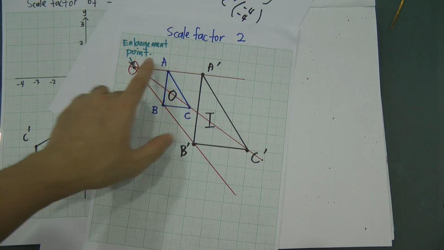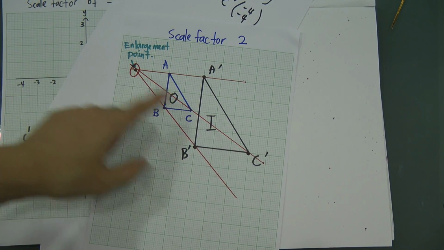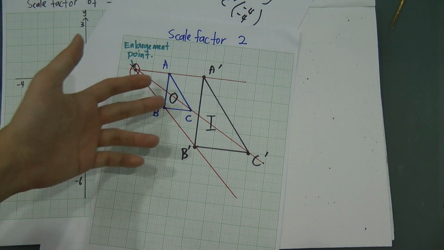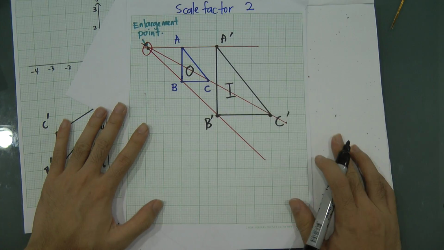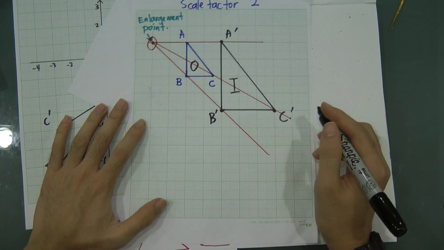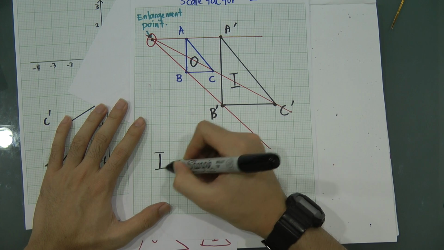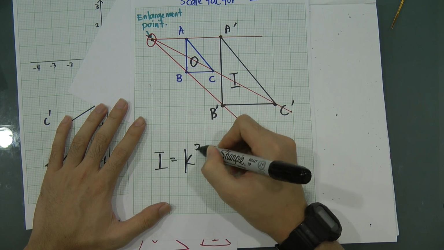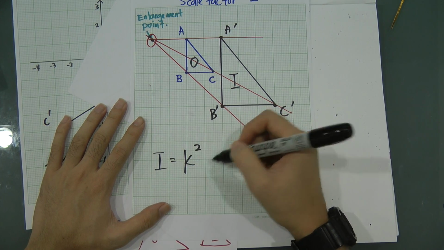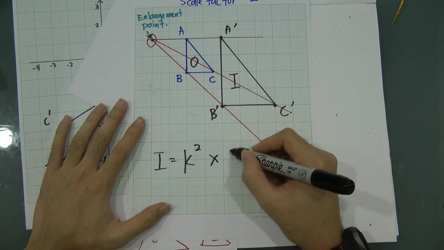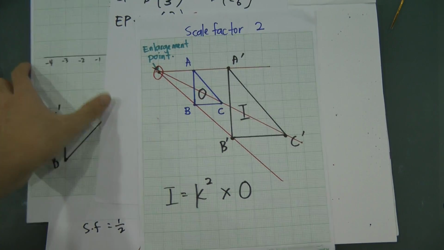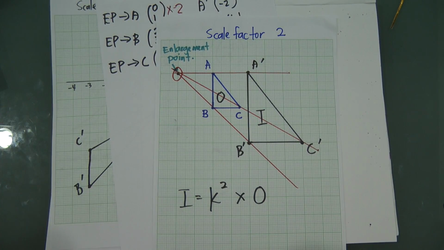You just connect A to the A image, B to the B image, C to the C image. Of course, at the end, I also teach you how to find the area of the enlargement. Always remember, area of image will equal K squared multiplied by area of object. A lot of students tend to forget the square. Alright, so I hope this video can give you everything about enlargement.